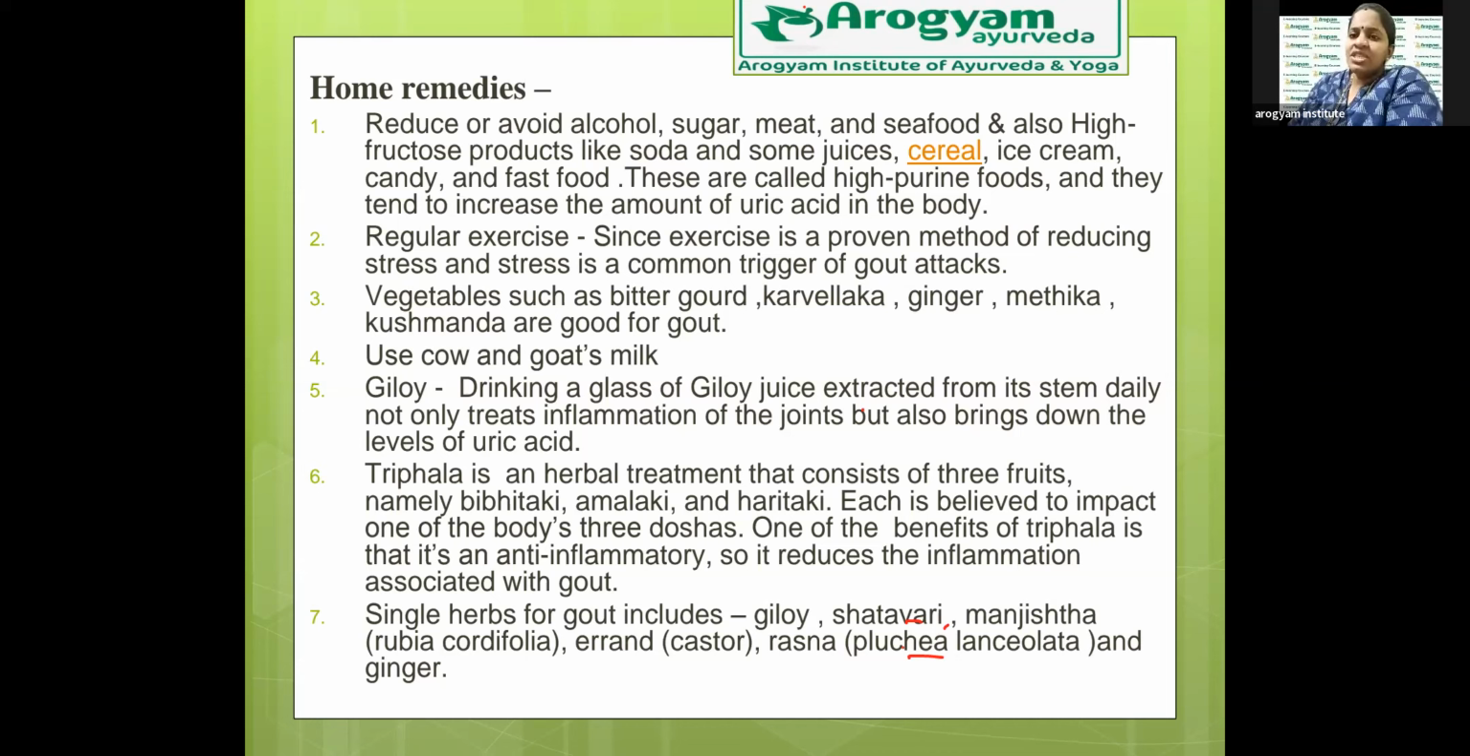Triphala is an herbal treatment that consists of 3 fruits, namely Vibhitaki, Amalaki and Haritaki. Each is believed to impact one of the body's 3 doshas. One of the benefits of Triphala is that it's an anti-inflammatory, so it reduces inflammation associated with gout. Single herbs for gout include giloy, shatavari, manjishta, eranda, rasna and ginger.